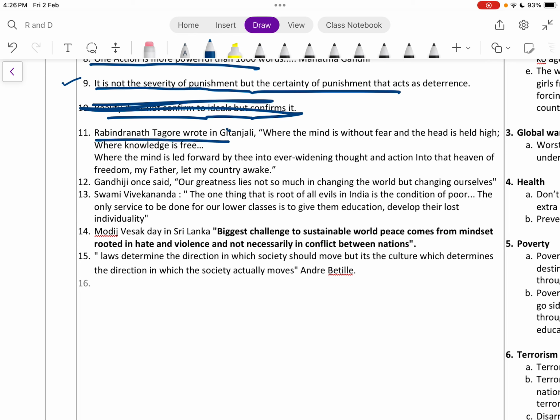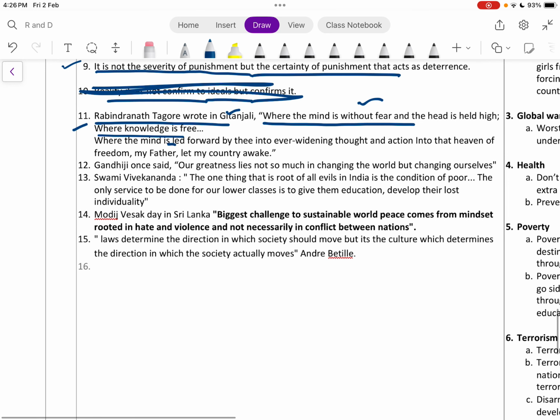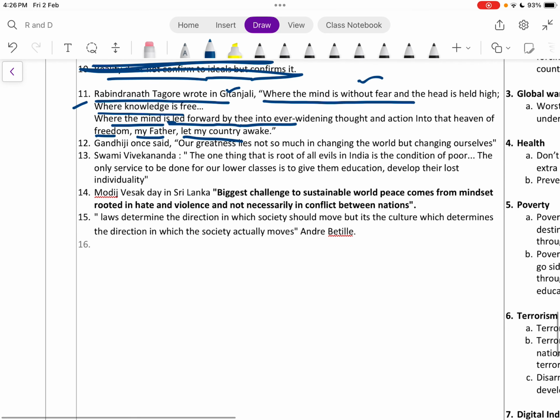Rabindranath Tagore has written in Gitanjali, where the mind is without fear and the head is held high, and the knowledge is free. Where the mind is led forward by thee into ever widening thought and action, into that heaven of freedom, my Father, let my country awake. Okay.